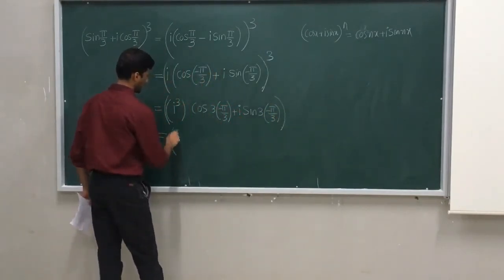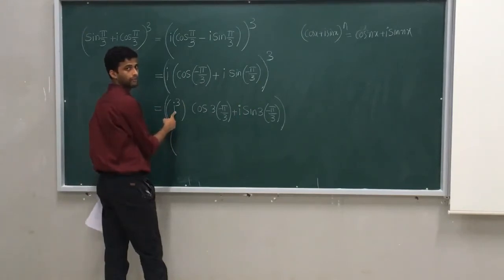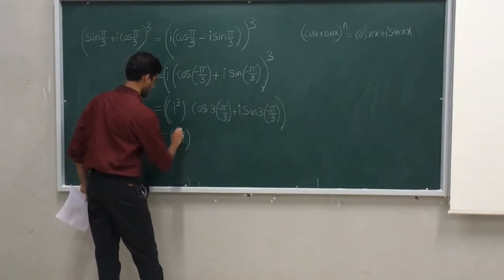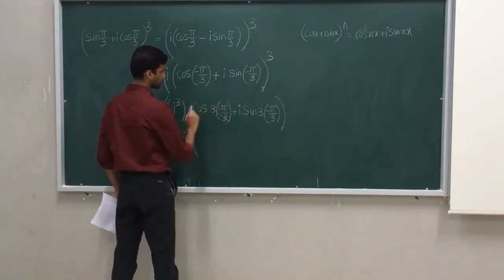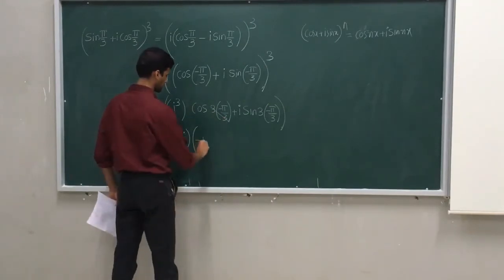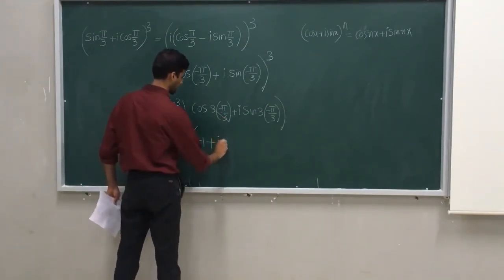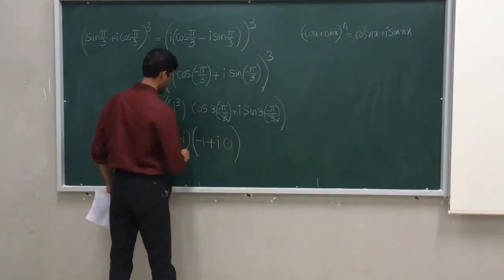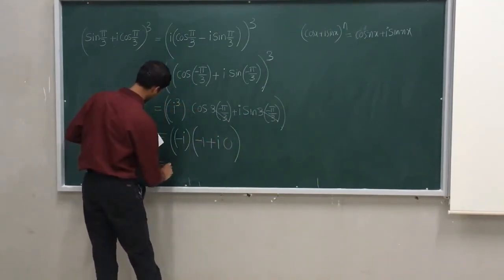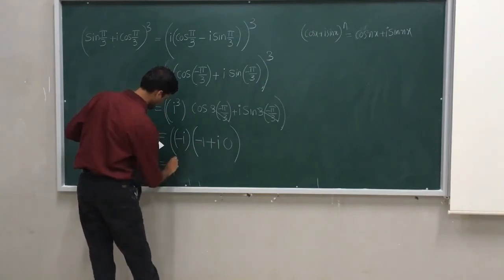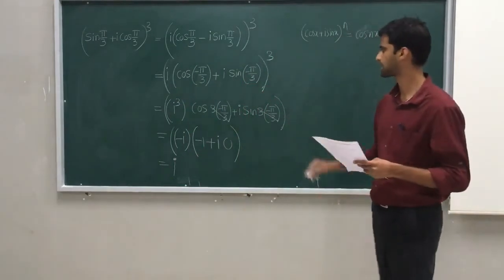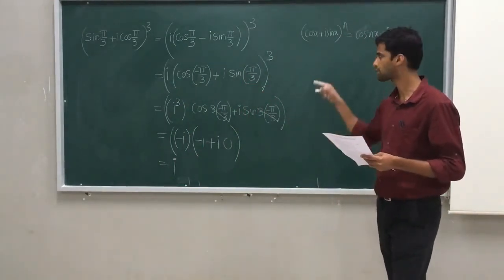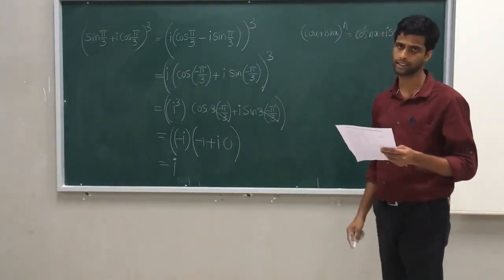We all know that i cube can be written as i square into i. i square is minus 1. Minus 1 into i is minus i. Right? The 3 gets cancelled. Cos of minus theta is cos theta, so it is minus 1 plus i into sin of any pi, which is 0. So minus i into minus 1 is plus i. Yes? Therefore, it is there in option C. Therefore, option C is the right answer, and it is possible because of de Moivre's theorem. Okay?